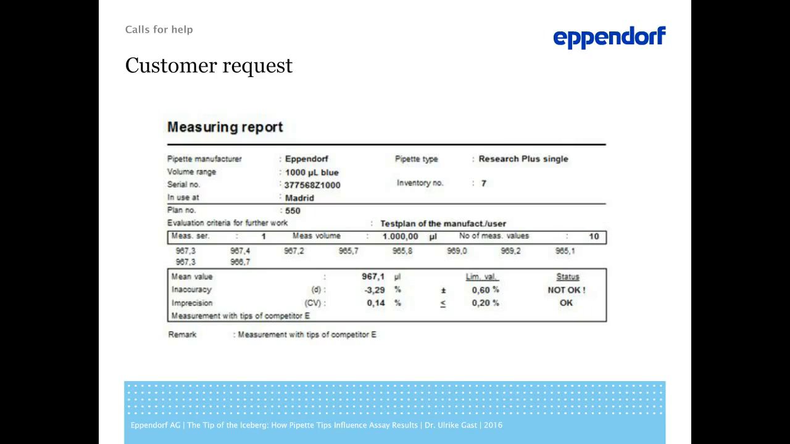So what is the problem here? A little detail is mentioned below the results box. Instead of Eppendorf tips, some other manufacturer tips have been used. Tips maybe from a generic tip provider. Can this be the problem? It makes sense to test the pipette again using the original Eppendorf tips.